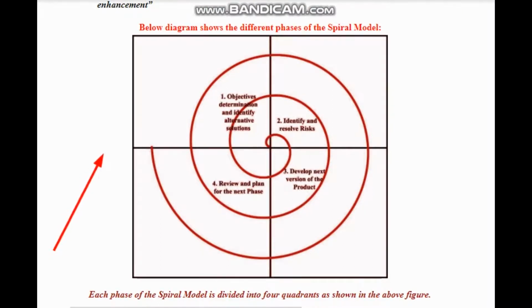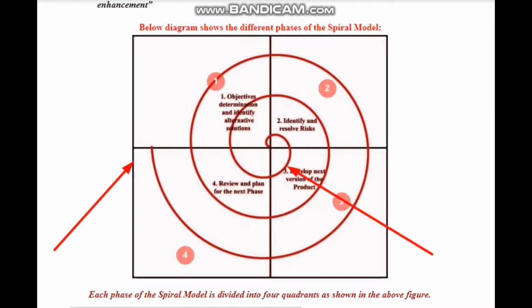So this diagram also represents the 4 different phases. You can see here, this is the first, second, this is the third one, and this is the fourth phase. The first indicates objectives, the second phase, that is the second quadrant, indicates risk and resolving the risk. The third indicates the coding, designing and implementation of the product, and the last phase is all about reviewing and moving to the next phase.